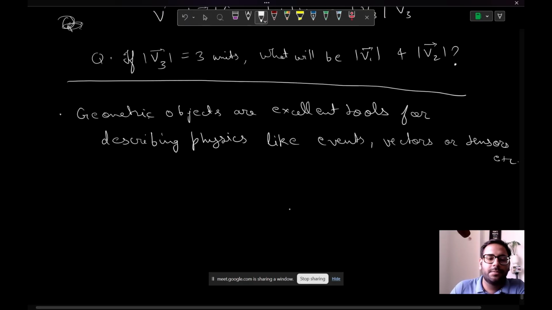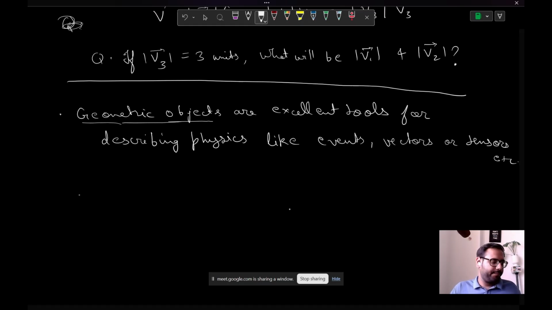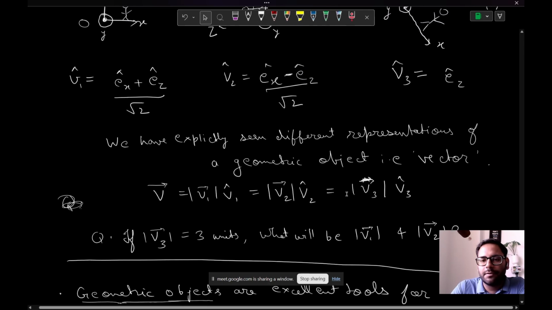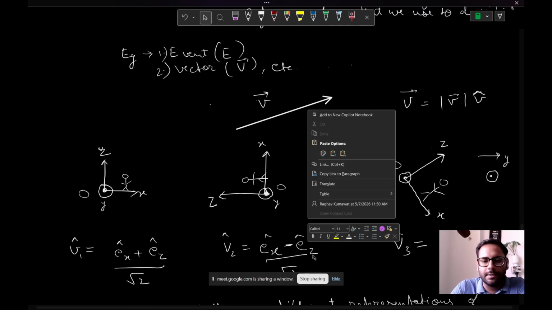What are these geometric objects I have defined above? Do you remember what a geometric object is? Tell me first. Remember that a geometric object is independent of the representations. It is independent of the reference frames we have defined. It exists independently.